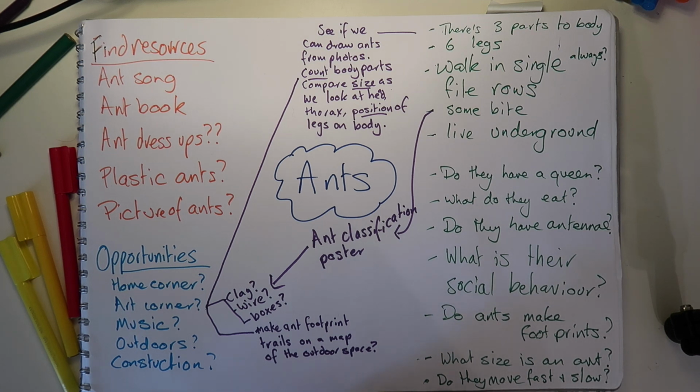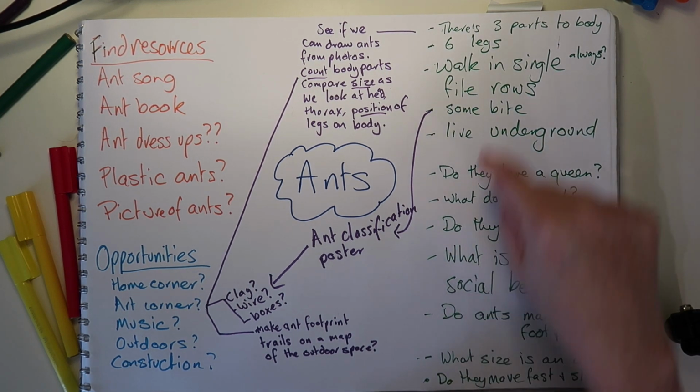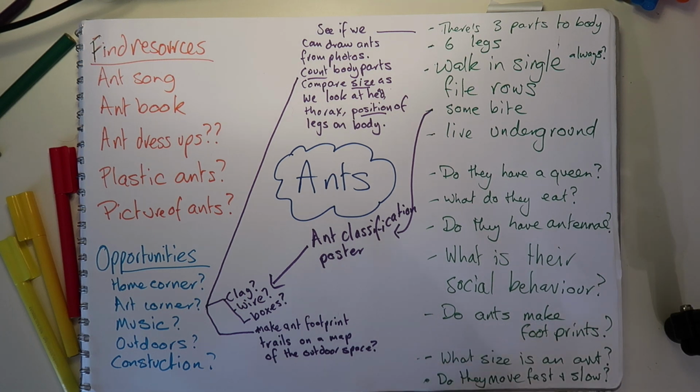If children are not happy with the gum nut idea, they might want it to be closer to what a real ant looks like. Once they've started looking at those photos, they'll have realized it's not just one part of the body, there's 3 parts. I've got this interesting question about what is their social behavior, so that might change the way that we do our movement. So that's 3 activities.